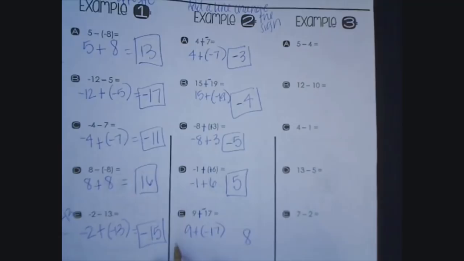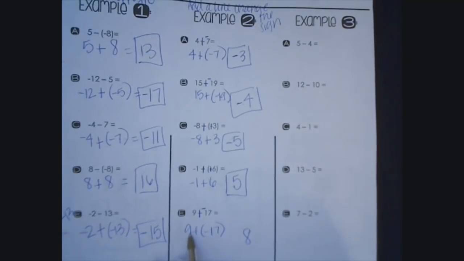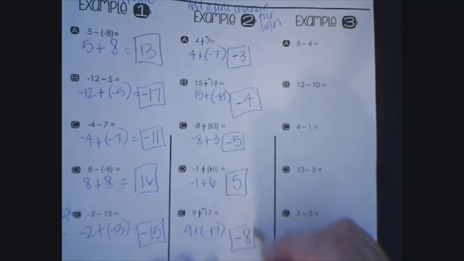Now, which one has the greatest absolute value? Well, that's 9 spaces from 0, and that's 17. So this one has the greatest absolute value, and it's a negative, so my answer is going to be negative. Or you can say which one has the most. Well, there's only 9 positives, and there's 17 negatives, so there's more negatives than positives. So your answer is negative.